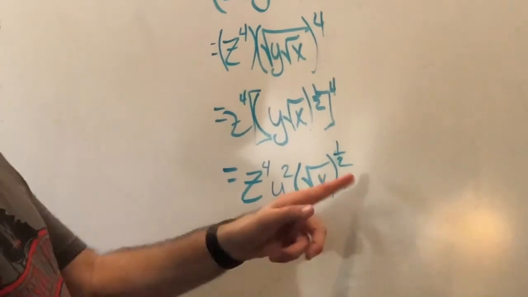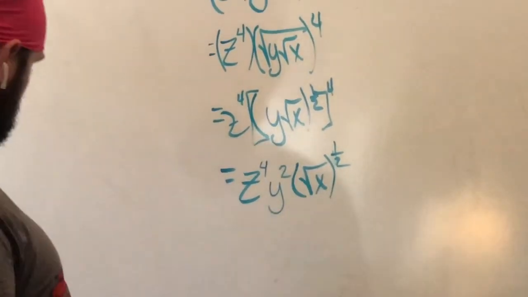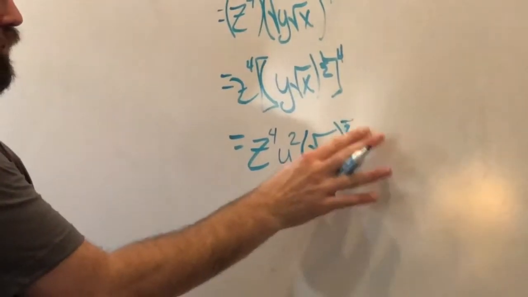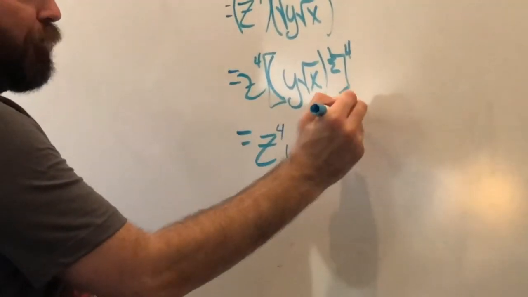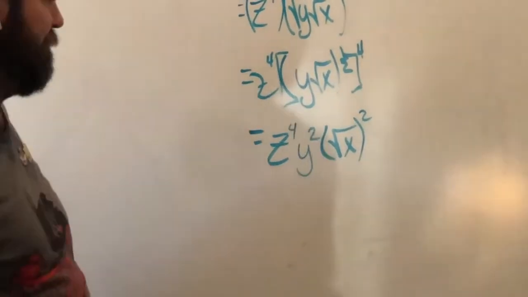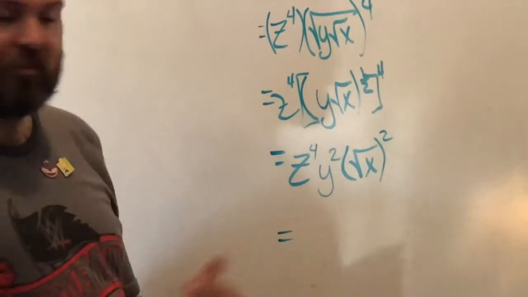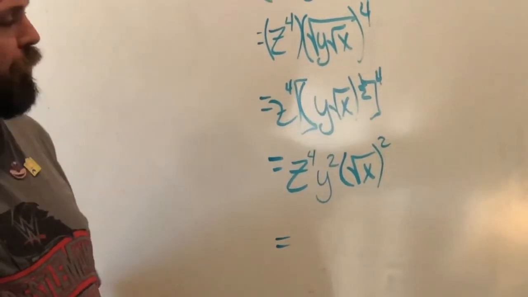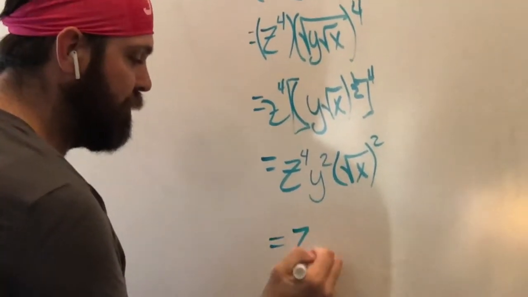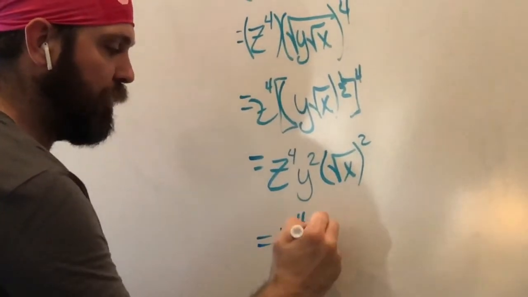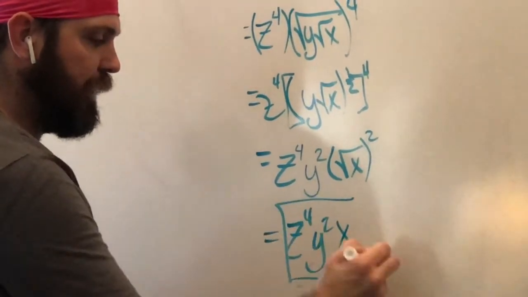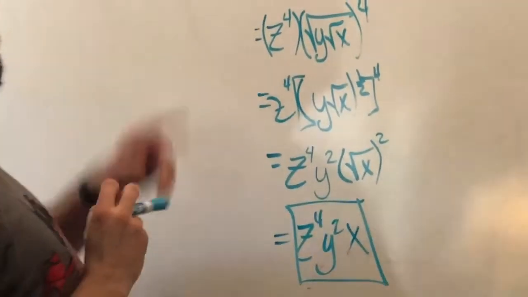Now the square root of x to the 1/2 power. Right, that's not 1/2 power. You're supposed to tell me when I do that. The 1/2 power is inside with our exponent here, right there. That's the 1/2 power. Well, if I've got the square root of x squared, we know the square root of anything squared is just itself. So you get z to the 4th power, y squared, x.